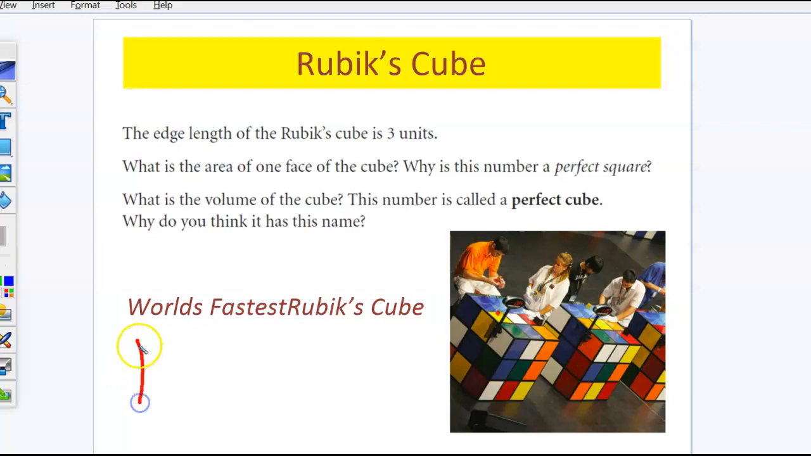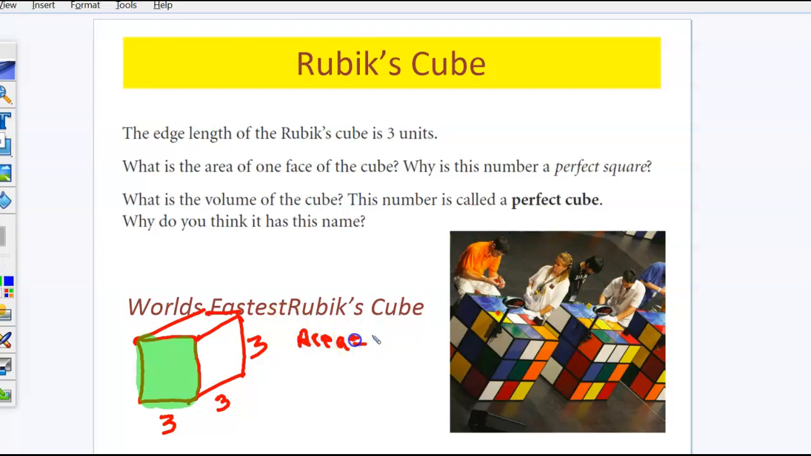Well, if we take a look at our cube, each edge face is 3 units. To find the area of one face, we'd be looking for the area of this square here. So the area is equal to the length times width, which would be 3 times 3, which would equal 9.